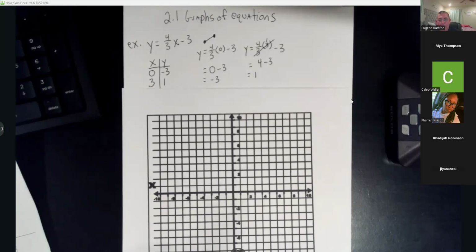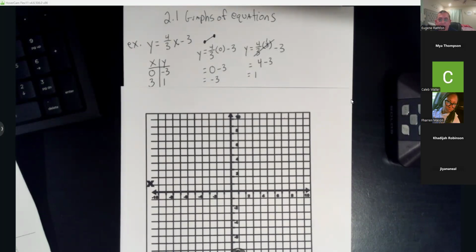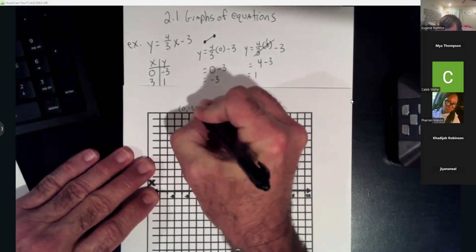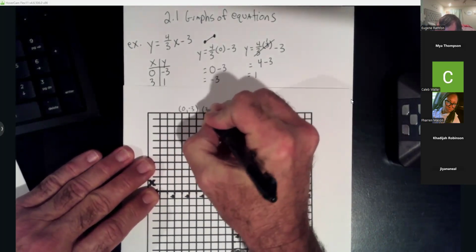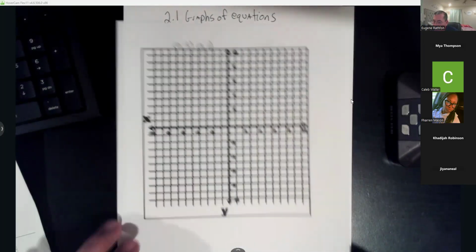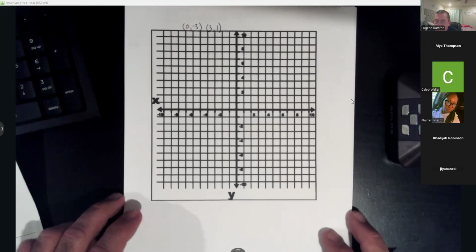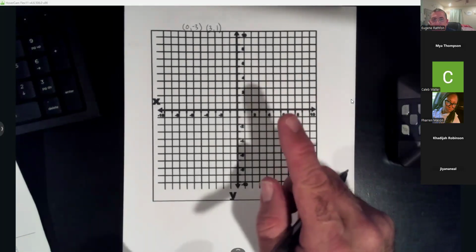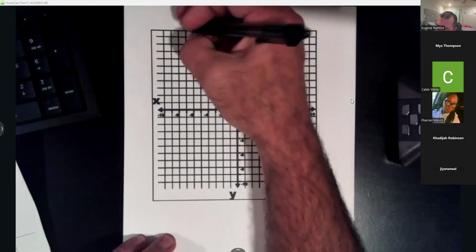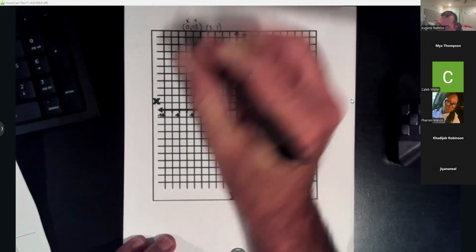So, I'm going to plot these 2 points. So let me write my points here. I had 0, -3 was my first point, and then I had 3, 1. So that was my 2 points. And then I'll show you in MATLAB in just a second how to graph this. So 0, -3, remember, this is my X and my Y.